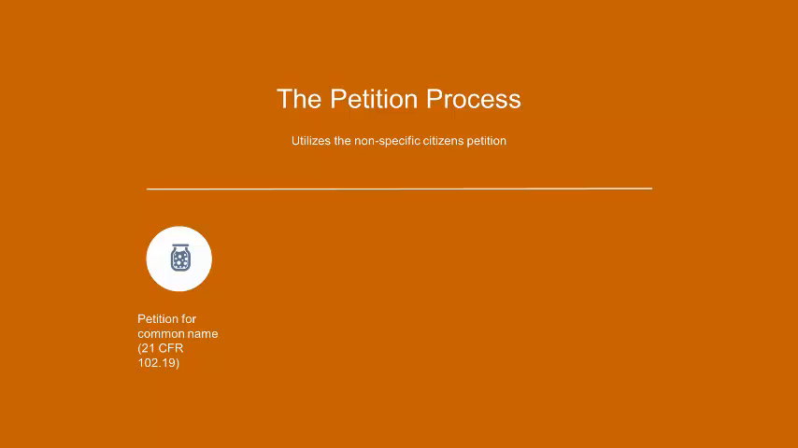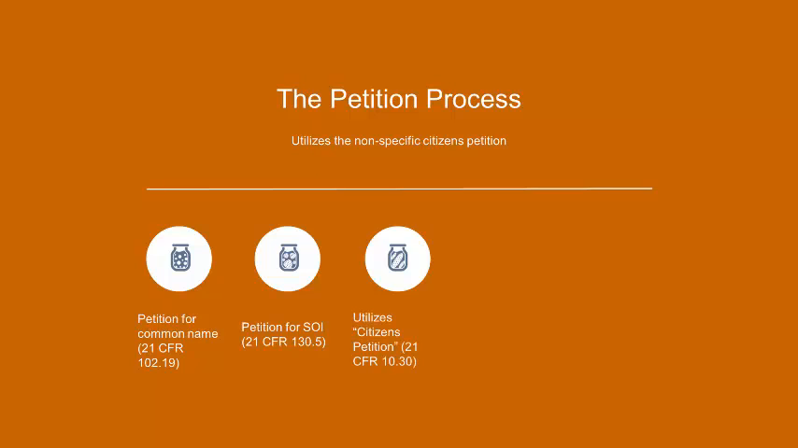Everything is put into the regulations, and in 21 CFR 102.19 we see the petition for a common name. We can just go ahead and not have to actually petition for a standard of identity that restricts the ingredients and labeling and the like, but we can just petition that we want to use this particular common or usual name and stick to that process. Under 21 CFR 130.5, we can petition for a new SOI. We can also amend an SOI.